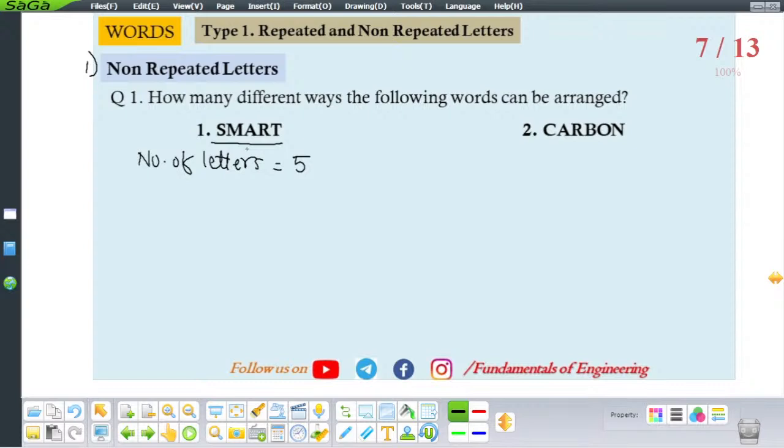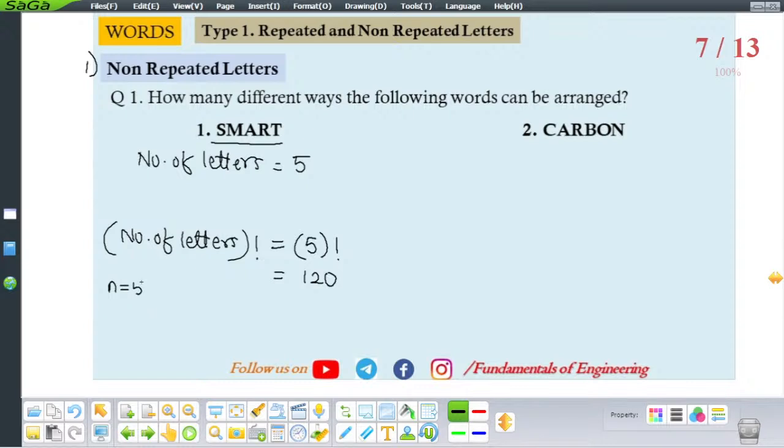Here see the shortcut trick. Instead of using the formula we can solve it. We have to count how many letters are given, and take the factorial value. How many letters are there? 5, and we take the factorial, so 5 factorial. The 5 factorial value is 120. We can also solve by using the formula.